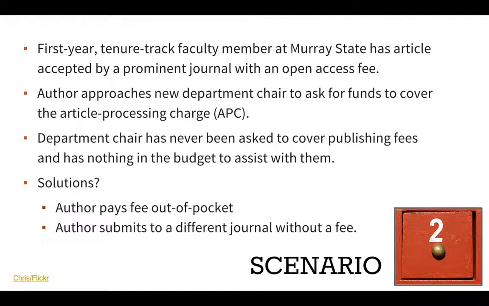In our second scenario, a first-year faculty member on the tenure track has an article accepted by a prominent journal with an open access fee. The author approached his department chair and asked for funds to cover the article processing charge. Newer faculty members might be familiar with having these types of fees covered if their graduate institutions did. The department chair doesn't have the money and suspects the dean won't have the funds either. In this scenario, the author either pays the fee himself or has to choose to submit to a different journal.